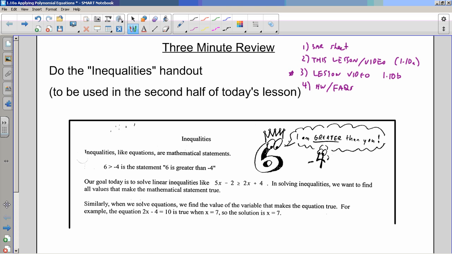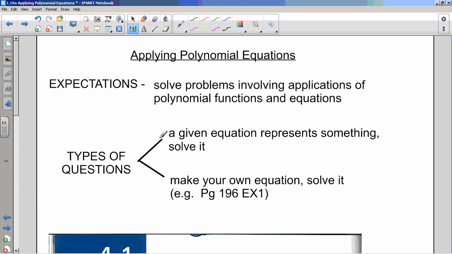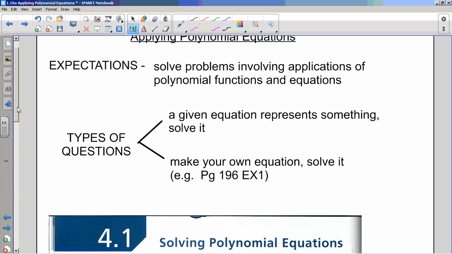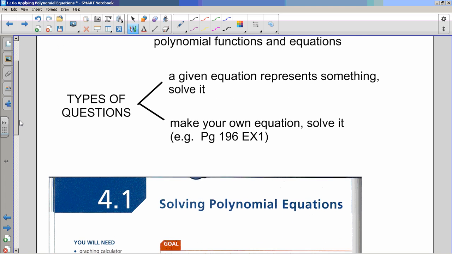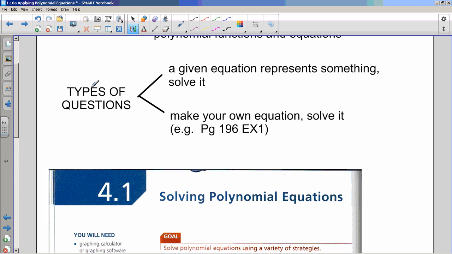Part 1, applying polynomial equations: solve problems involving applications of polynomial functions. So we've been doing all this stuff about factoring and graphing and solving polynomial equations without talking about where they might fit in the real world. This whole idea of fitting in the real world, essentially, we're going to use our math to model real life situations.